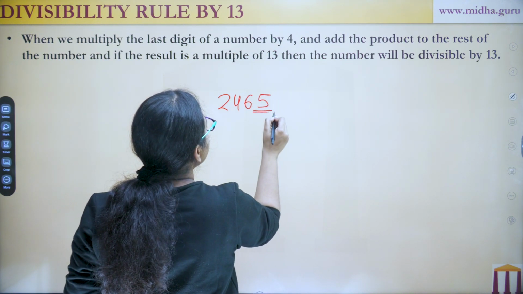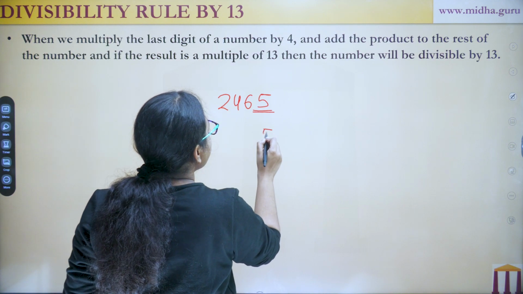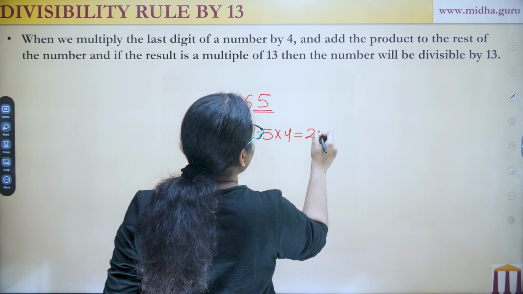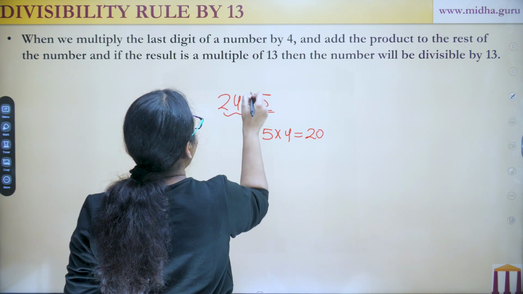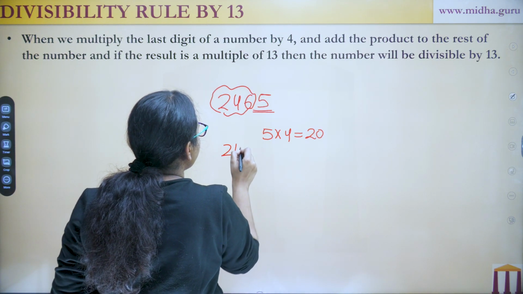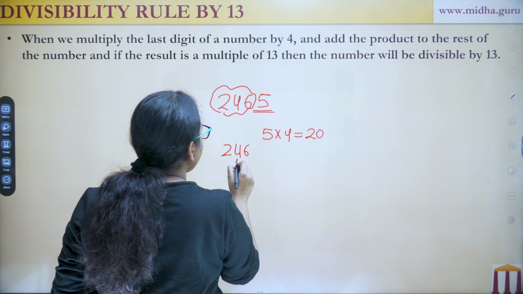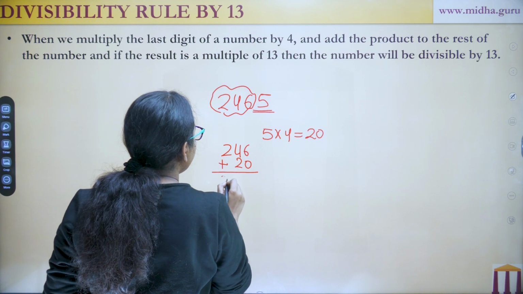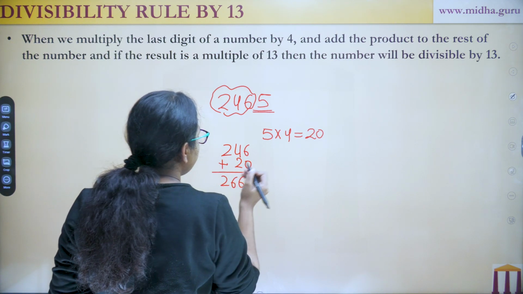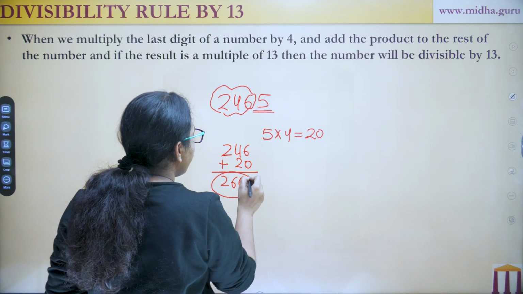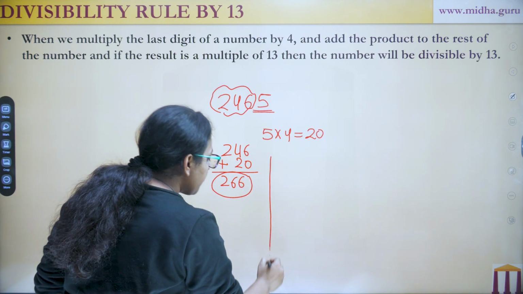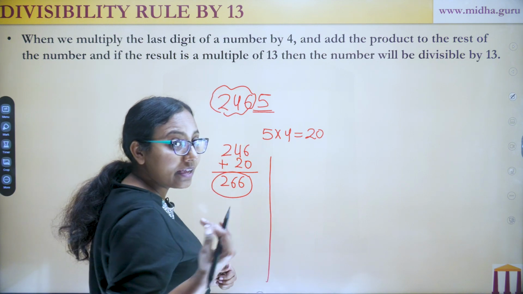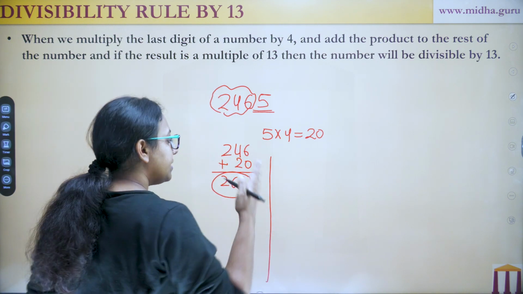So we have the unit digit 5 here. We will multiply this 5 by 4. Then the product is 20. Now the remaining part is 246. If we add 246 and 20, then we will get 266. Of course, it is again a bigger number, so we shall repeat the process, like we did for the divisibility rule of 7. The same thing we'll do here.